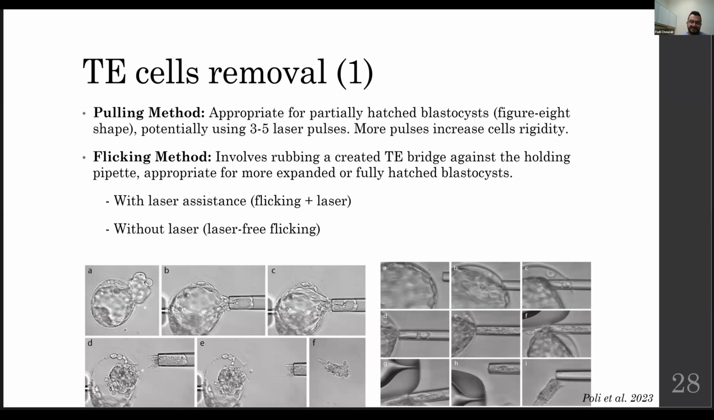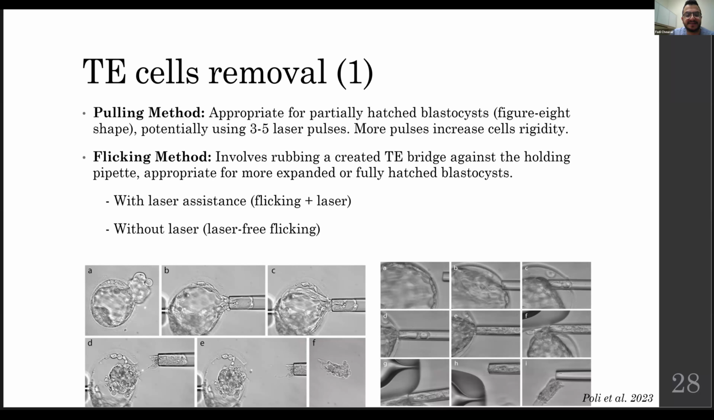Now the method of removal. We're stepping through all the steps. I know it's comprehensive, but we're tackling all aspects. You're going to ask me, which one is better? There are two methods commonly used, the pulling and the flicking. On the left, we see the pulling method, where we directly aspirate and use laser shots. It's appropriate for partially hatched blastocysts, the figure 8 shape, potentially using 3 to 5 laser pulses.